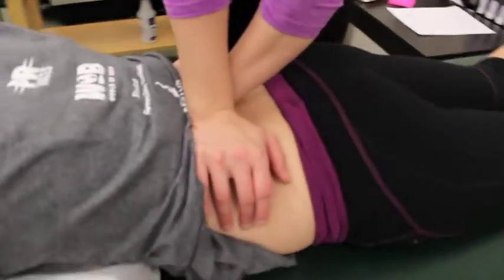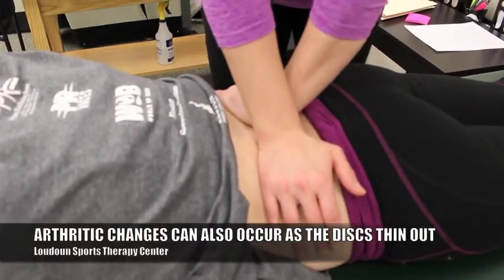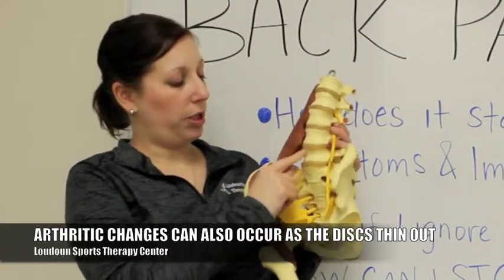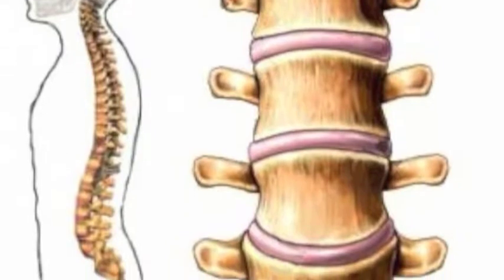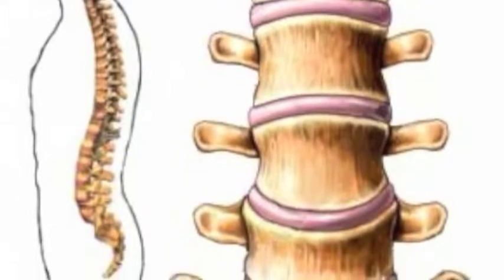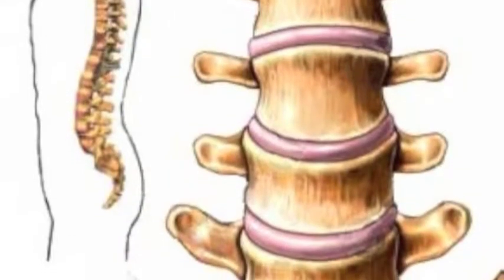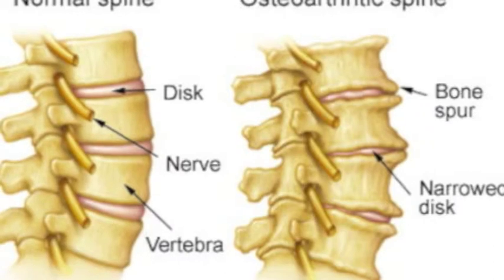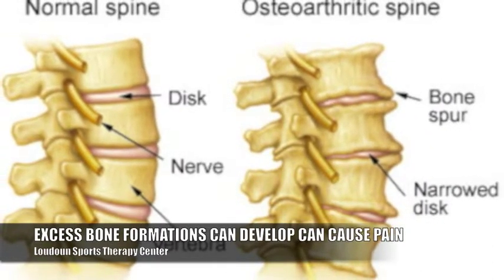In addition to the areas there, also you can have osteoarthritic changes as the disc material here gets thinner. So each disc between each level of vertebrae, between the bones, has a certain thickness to it. And over time, as we get older, that thickness kind of thins out. So this bone then gets closer to this bone, and then this bone starts rubbing on this bone, and that's arthritic changes as well.